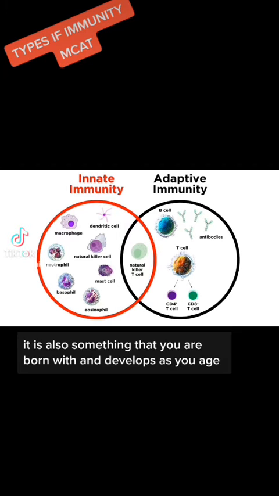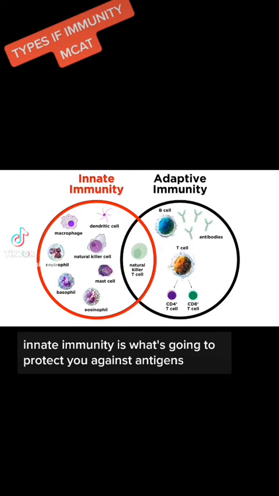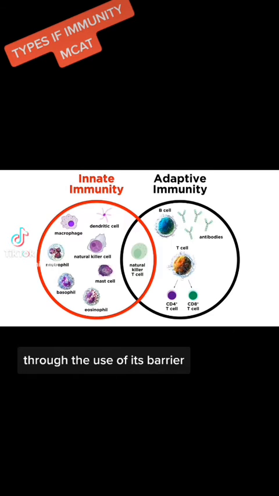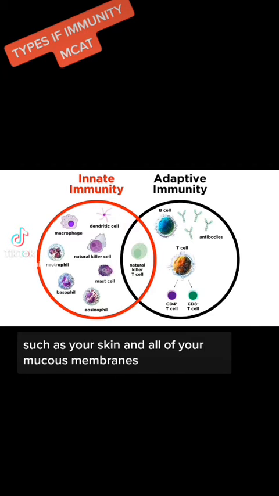Starting with innate immunity, this is what stops antigens from entering your body. It is also something that you are born with and develops as you age. Innate immunity is what's going to protect you against antigens through the use of its barriers, such as your skin and all of your mucous membranes.